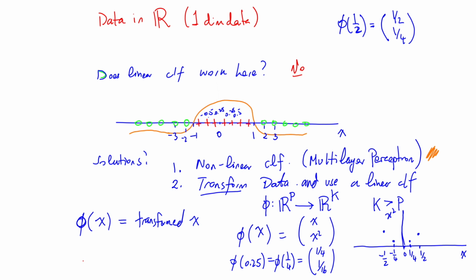Now, what's going to happen to the green points? Well, what's going to happen to, let's say, 2? That's going to be mapped to 2, 4. And what's going to happen to 3? That's going to be mapped to 3, 9. So let's draw those here. So this is 2, this is 3. They're going to be mapped all the way up here, and same thing with negative 2, negative 3. They're going to be mapped to these values up here. This is what the x squared function does.